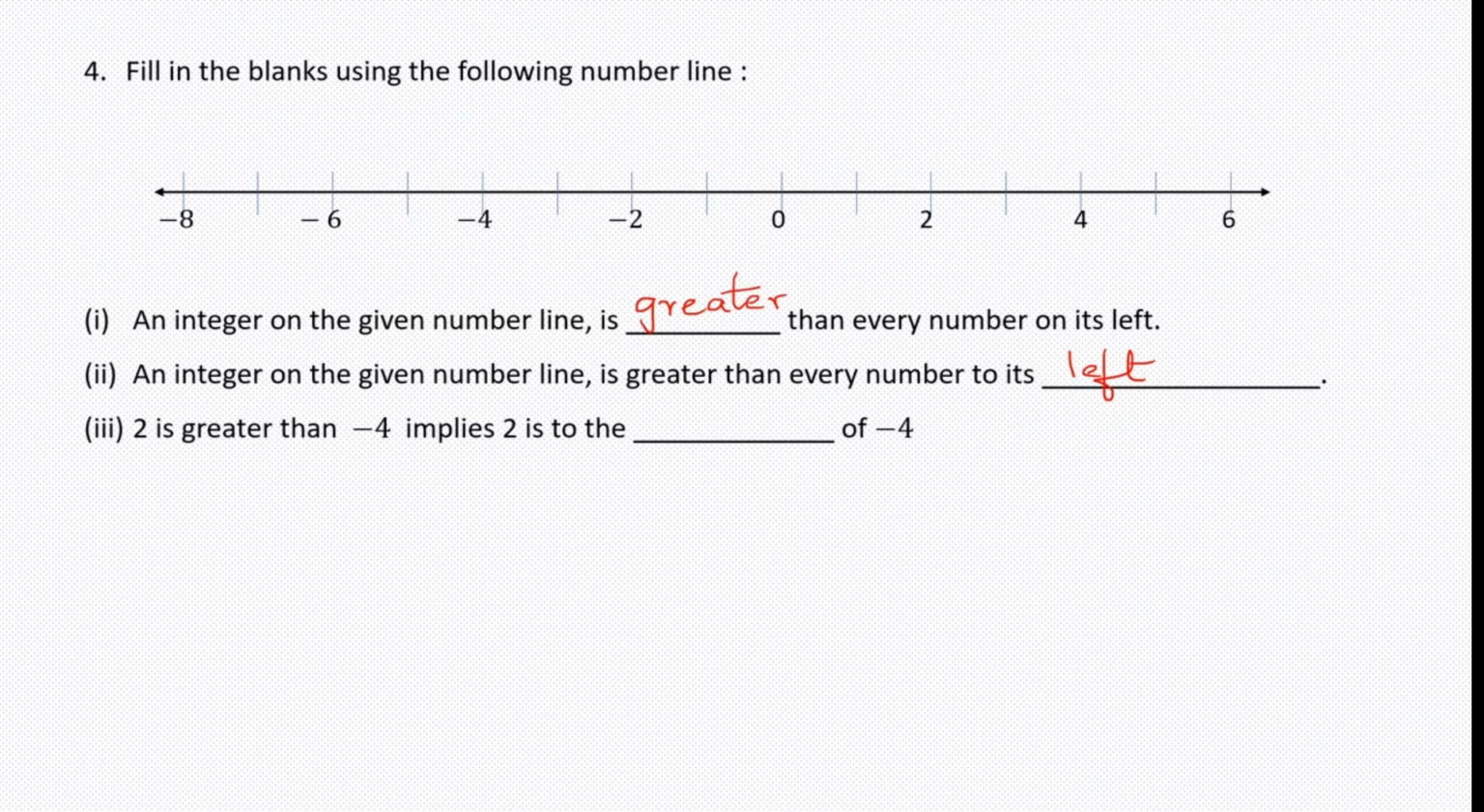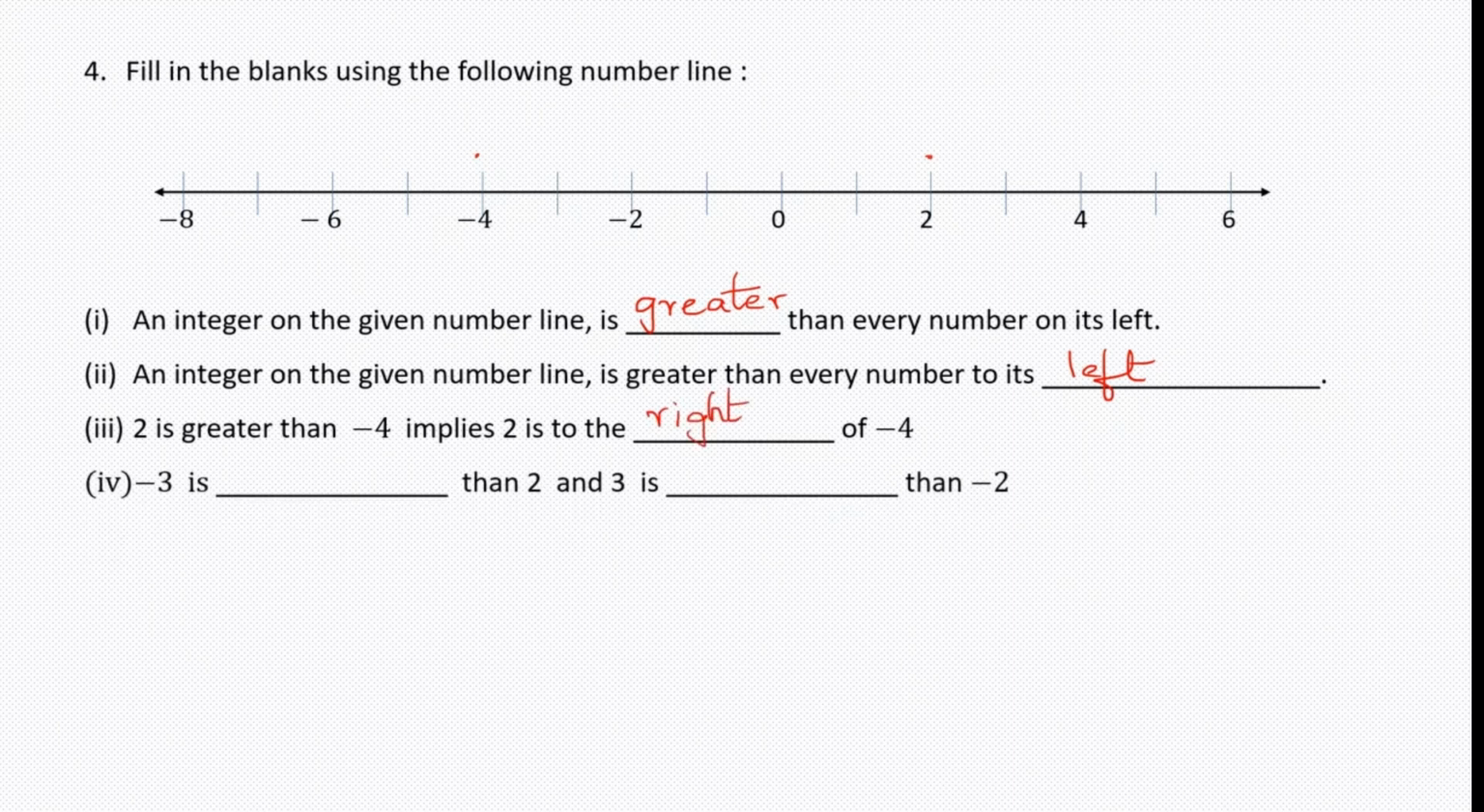2 is greater than -4. Can you see there? 2 is here and -4 is here. 2 is greater than -4 implies that 2 is to the right. Okay, 2 is to the right of -4. It's on the right side of -4. -3 is dash than 2. So -3 is here and 2 is here, and -3 is less than. Okay, it's smaller than, or it's lesser than 2, and 3, which is here, is dash than -2.